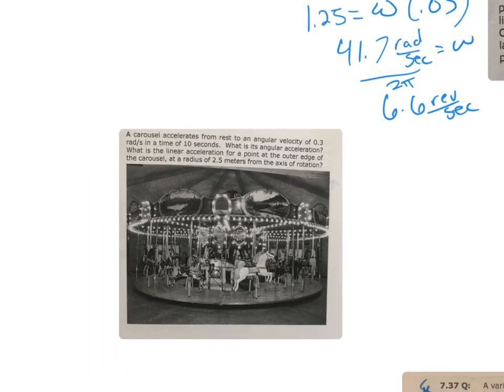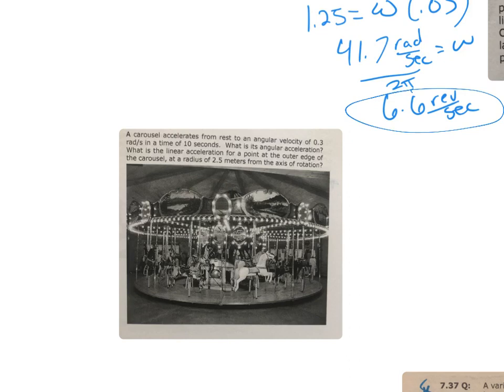But it wanted us to find the revolutions per second. So to get that, I'm going to divide it by 2 pi, because if I divide it by 2 pi, I'm putting it into revolutions. 1 revolution is equal to 2 pi radians. And so if I do 41.7 divided by 2 pi, I get 6.6 revolutions per second. All right. Sorry, that was the answer.